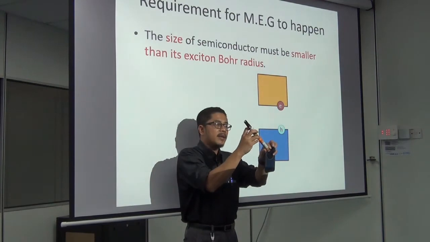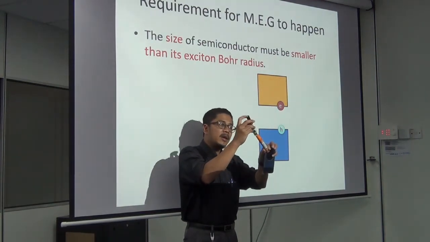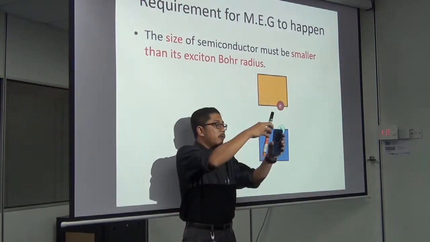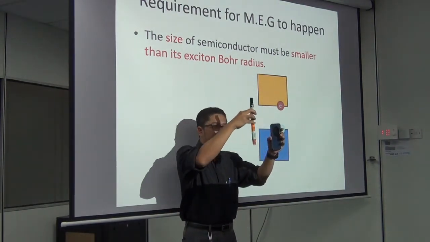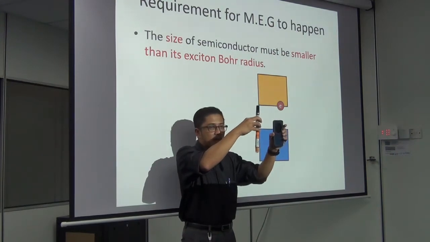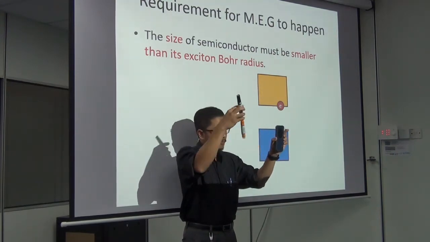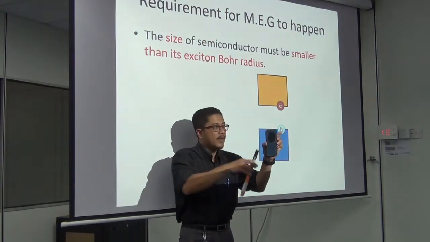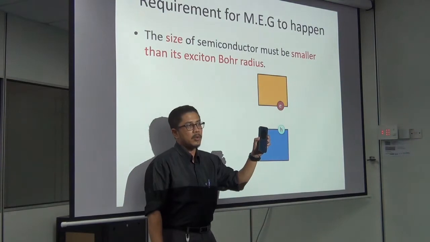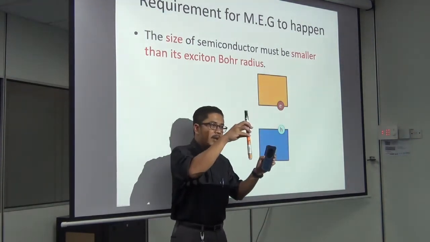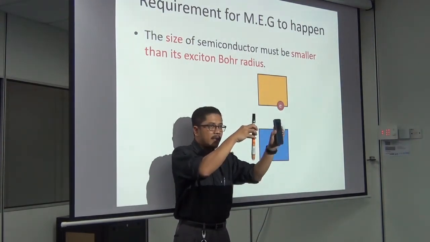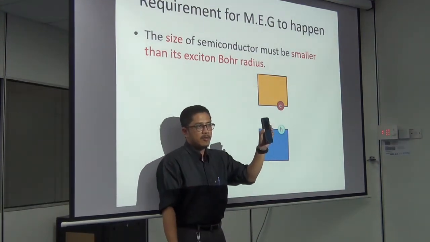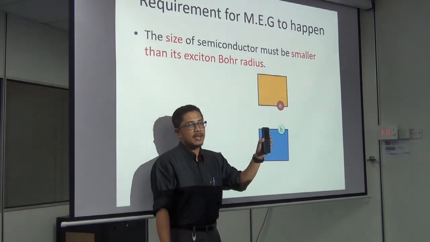So if we compare the distance between the excited state electron over here and the hole over here with the dimension of our material, which one is longer? The excited state electron distance or the quantum dot or the material? The exciton Bohr radius is longer. If this is the case, then our material is called quantum dot. If the exciton Bohr radius is longer than the material, it could be called a quantum dot. Understand?